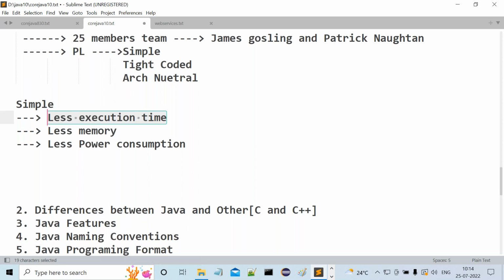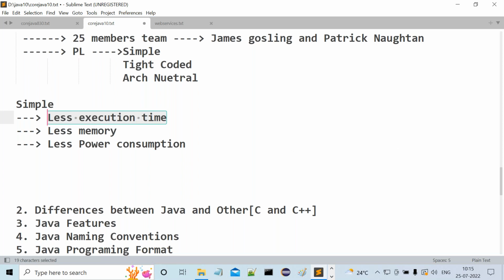What is the effect of less execution time? It will improve the overall performance of the end product. Lesser memory will decrease the overall cost of the end product. Lesser power consumption will reduce the maintenance cost of the end product. Because of these three reasons, Sun Microsystems wanted to prepare a simple programming language with less execution time, less memory, and less power consumption. Clear, guys?